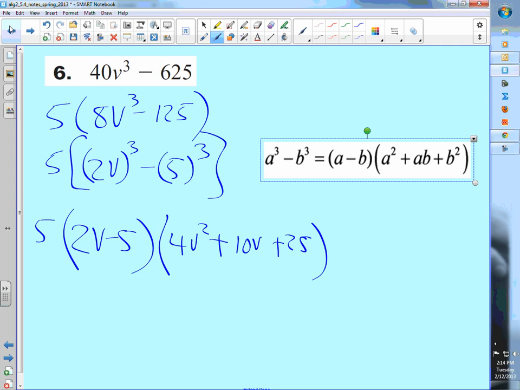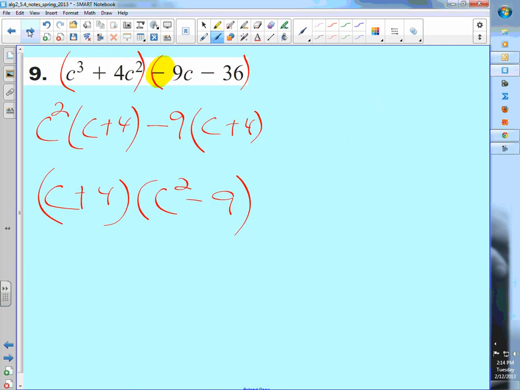When you do a sum or difference of two cubes, the trinomial will not be factorable, ever. This is 4 terms. It is not a sum or difference of the cubes. We're just factoring. And when there's 4 terms, we factor by grouping. And when we took out the common c plus 4, we were left with c squared minus 9. And how does that factor? C plus 3, C minus 3.